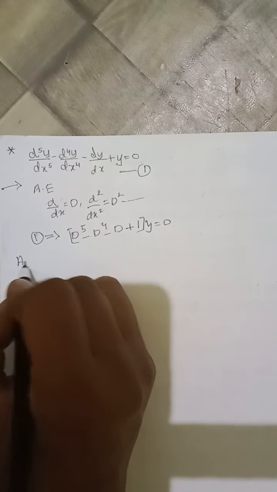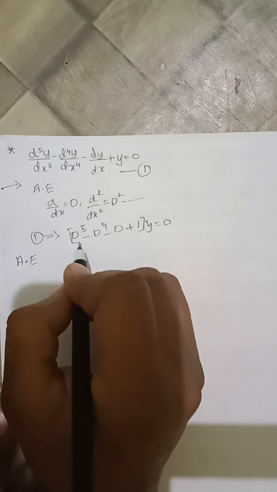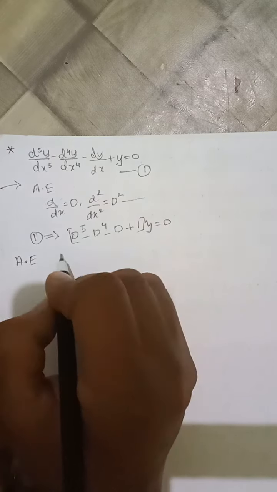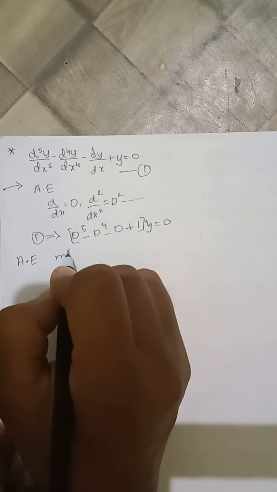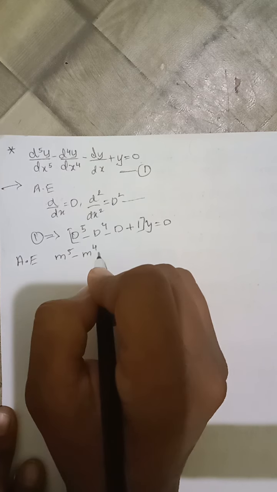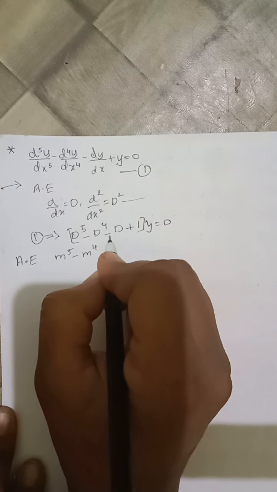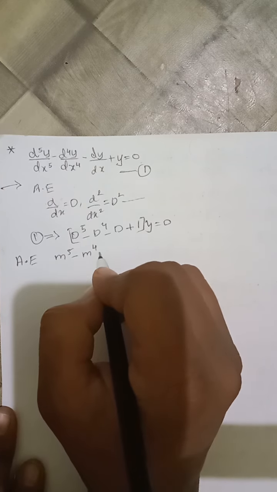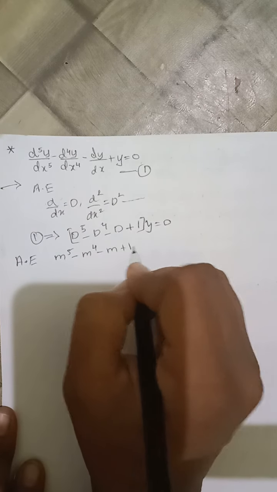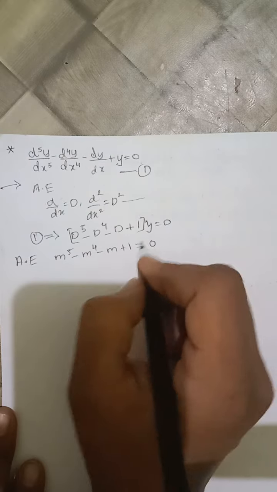Now we write the auxiliary equation. Replace D by m and exclude y equal to 0. So this will be m raised to 5 minus m raised to 4. See, m cube and m square are not present, right? Then minus D is minus m plus 1 equals 0.